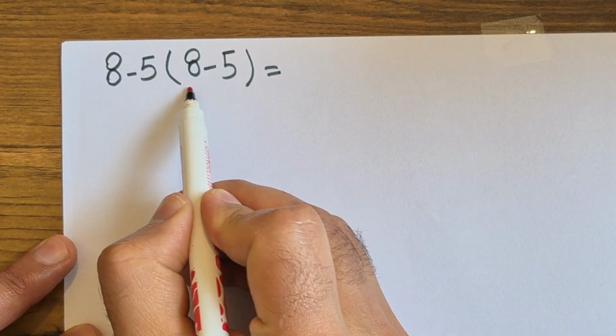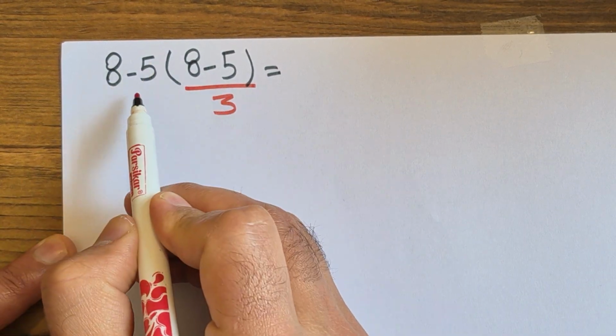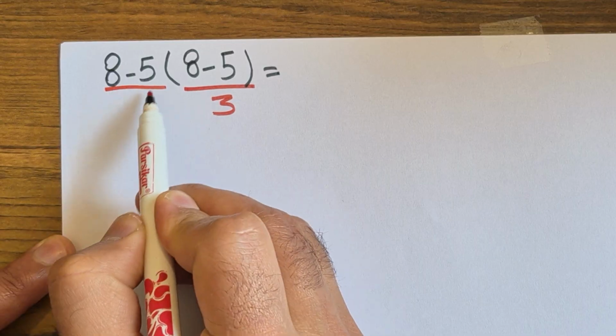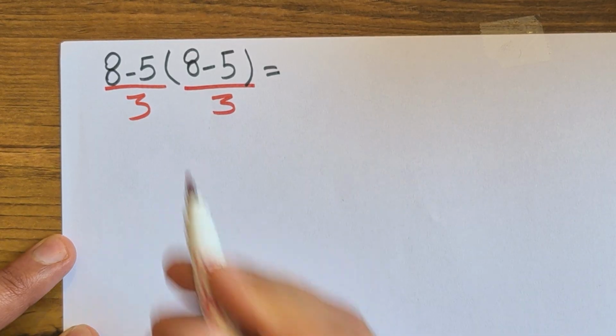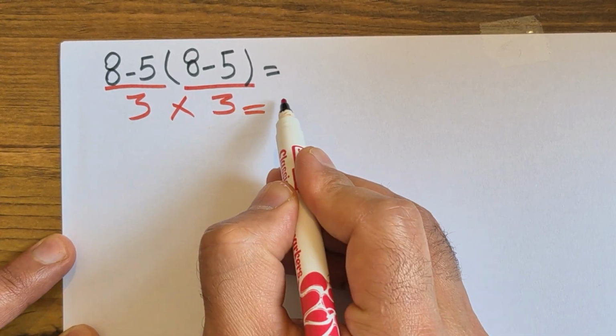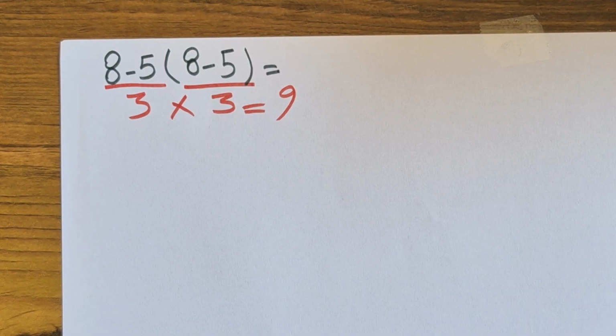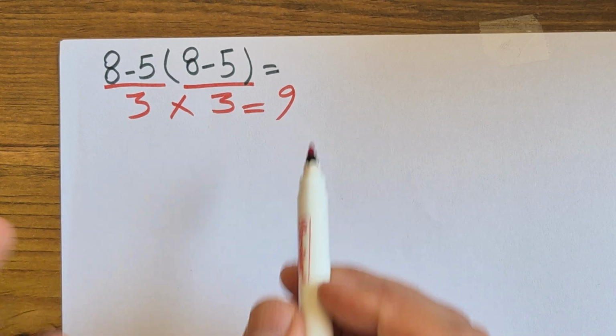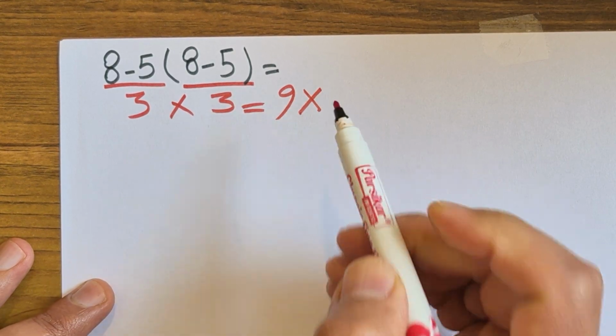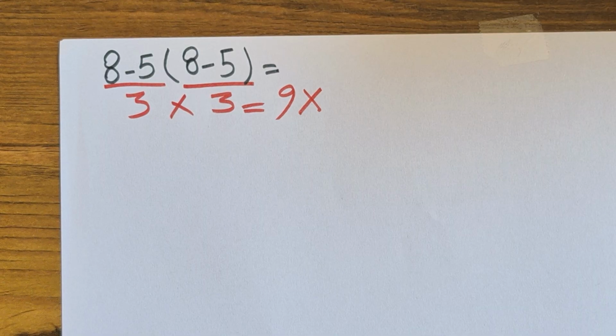8 minus 5 gives us 3. 8 minus 5 here also gives us 3, right? And then 3 times 3 gives us 9. It looks good, looks okay, but you fell for a big trap. And unfortunately, this answer is not right. So you fell for a trap, hook, line, and sinker.